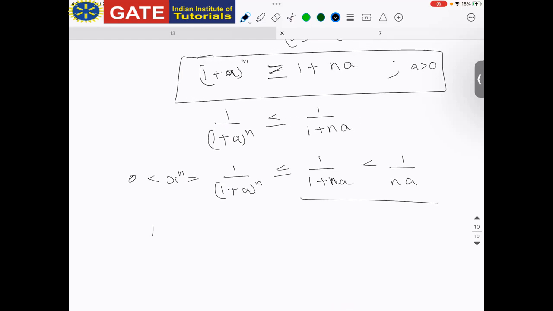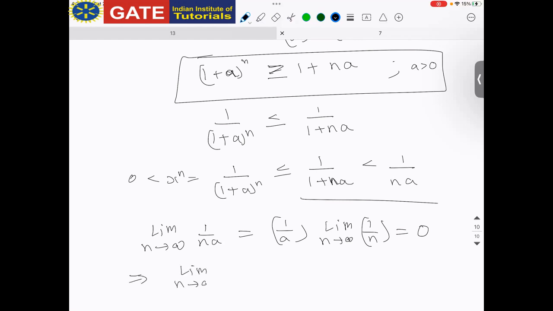Now limit n tends to infinity of 1 by na is equal to 1 by a times limit n tends to infinity of 1 by n, and that is nothing but 0. Now you have both sides 0, so that means limit n tends to infinity of x raised to the power n is 0 by the sandwich theorem.